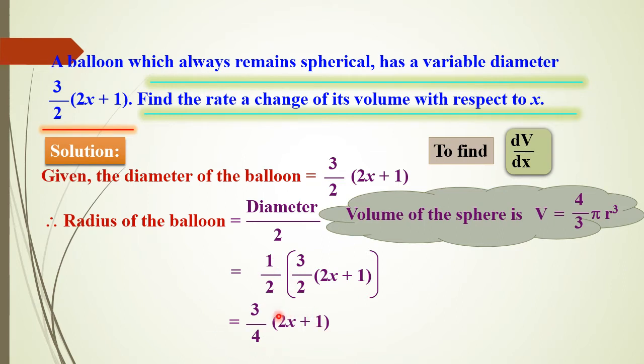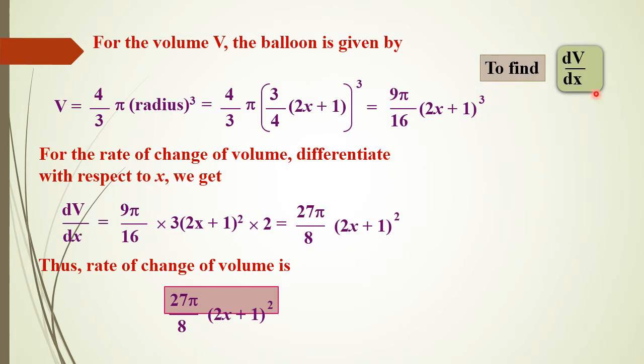Now in the volume of a sphere formula, V equal to 4 by 3 pi r cube, r is 3 by 4, 2x plus 1. You substitute this respective radius in this formula and differentiate it with respect to x. See, we have to find out the volume of the balloon with respect to x. It is given clearly in the question.